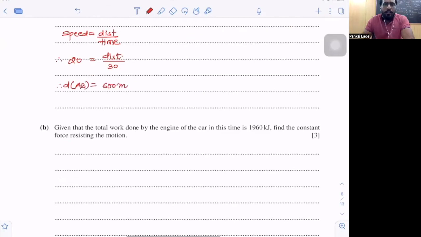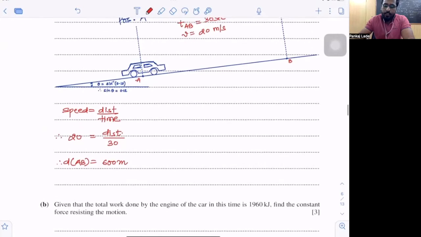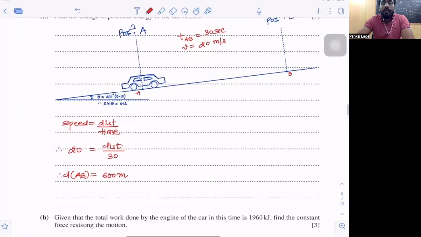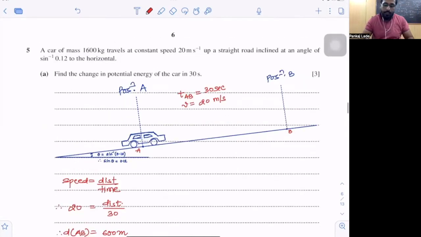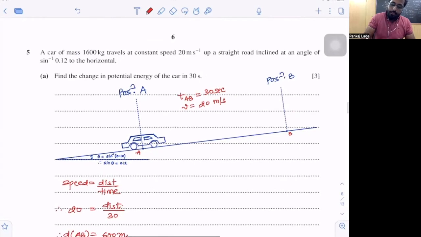Now you must be wondering why this distance has been obtained. Okay, so students, what are we trying to find over here? There was a car which was at position A. It has moved to position B, right? From point A to point B. So there is a change in the height. It is moving up the plane. Can you see in the question? It says up a straight road. So the car is moving up the straight road.